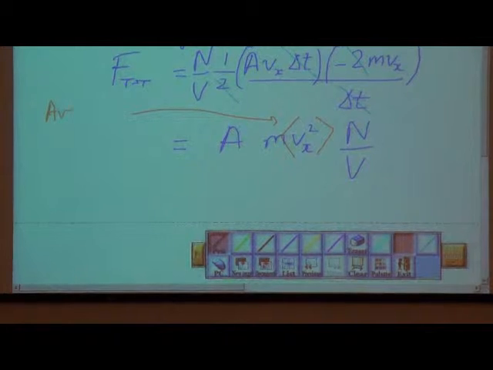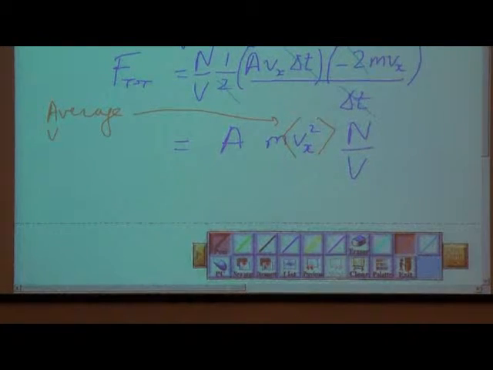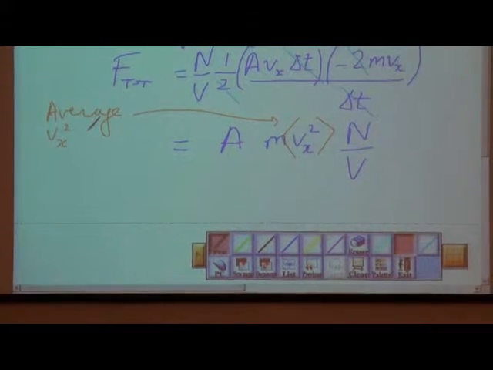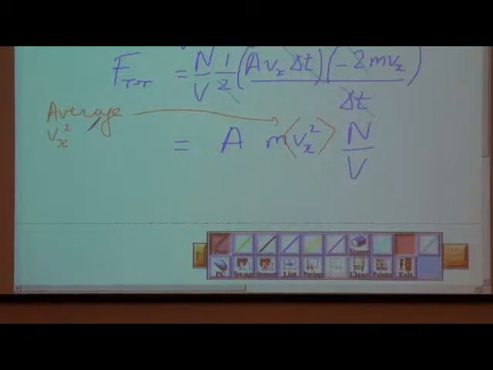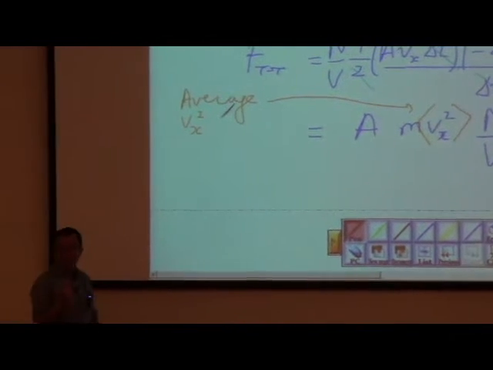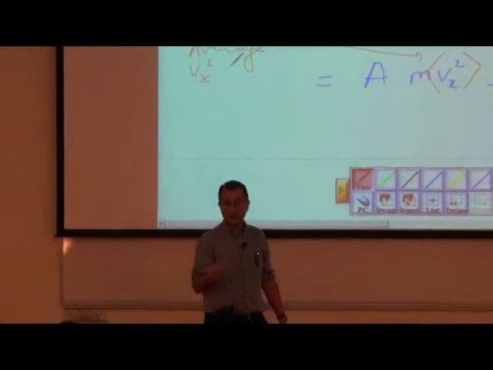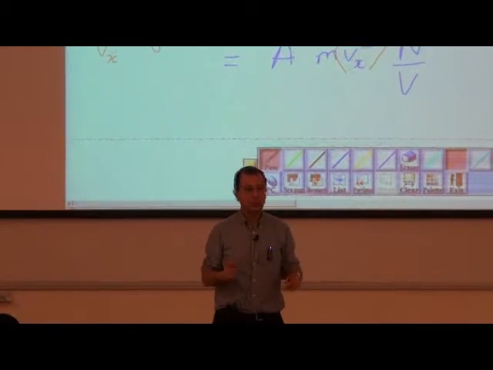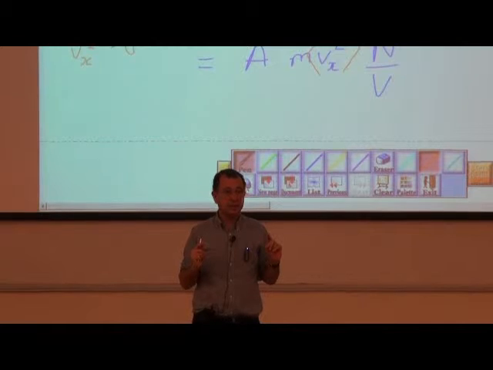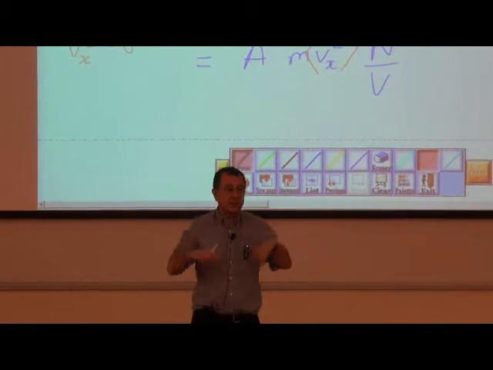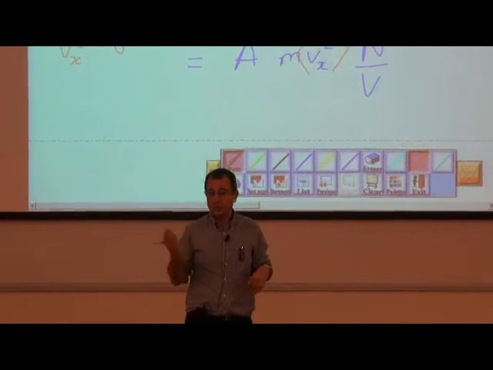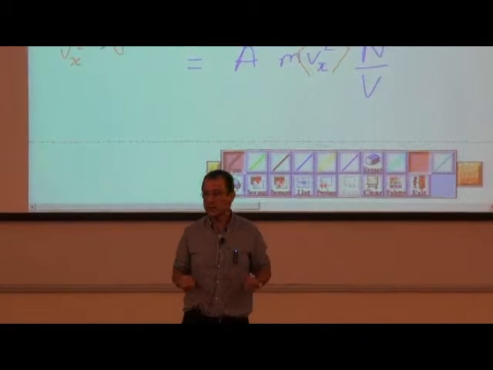So I have here the average of Vx squared. These two triangular brackets mean you have to take the average of something. Okay? Is this clear? My result depends on Vx squared, but not every molecule has the same Vx. They have some random distribution of directions, and some of them may go faster than others in total or in the x direction.